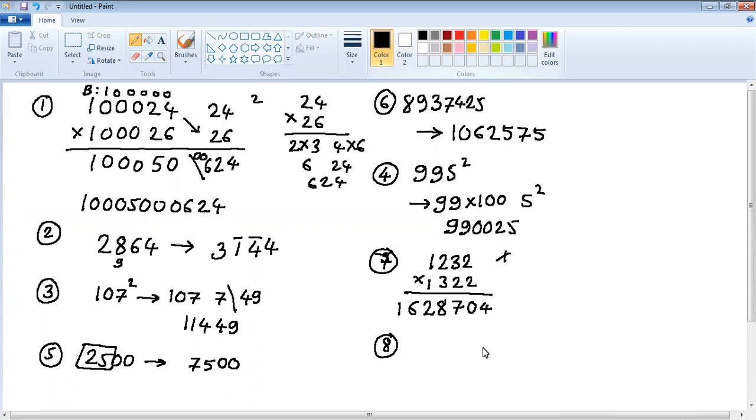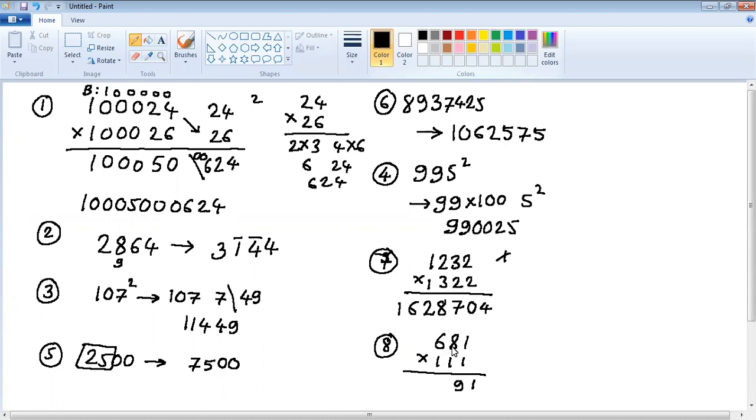Eighth question. 6, 8, 1 multiplied by 1, 1, 1. So it is a series of 1. 1, 8 plus 1 is 9. Next you have to add all 3.